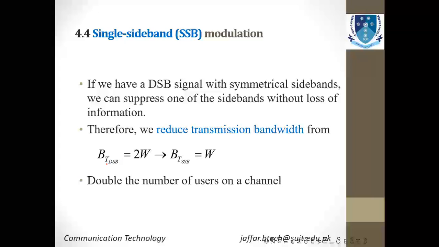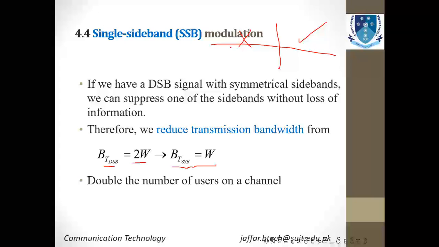In double sideband, if you remember, normally in AM the bandwidth requirement was 2 FW, or twice the total message bandwidth. In SSB, the total bandwidth requirement is reduced, because instead of transmitting both this side and this side, you only transmit one side and ignore the other sideband. You are only trying to transmit the upper sideband or only the lower sideband.